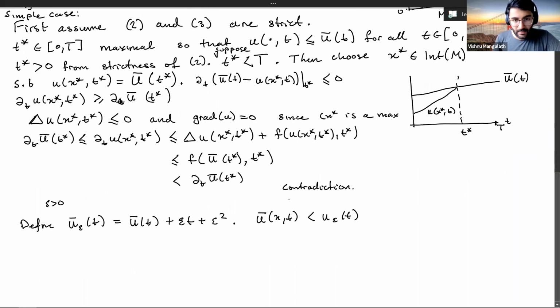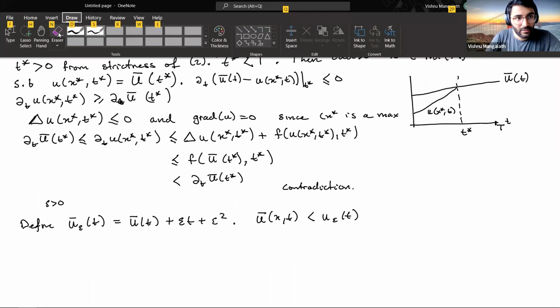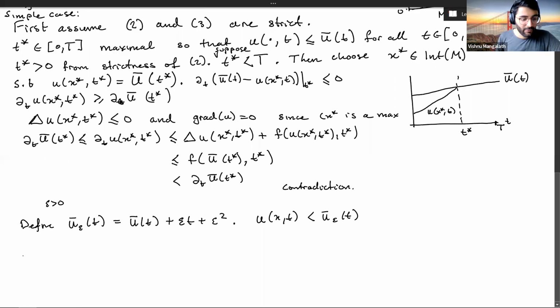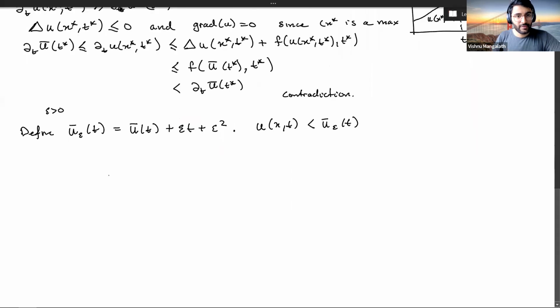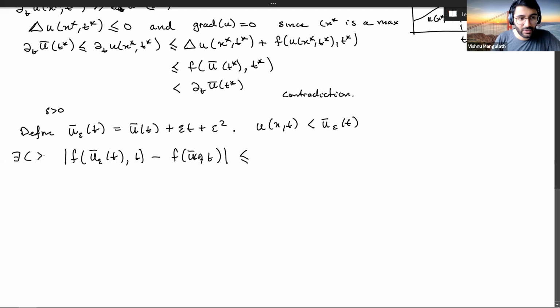Oh, sorry, actually, I wrote the bars the wrong way around. Okay, so now for the other one. Since f is Lipschitz in the first coordinate, we know that f of u bar epsilon of t, comma t, minus f of u bar of t, comma t, is less than or equal to, so there exists C greater than 0 such that it is less than or equal to C times (epsilon t plus epsilon squared).